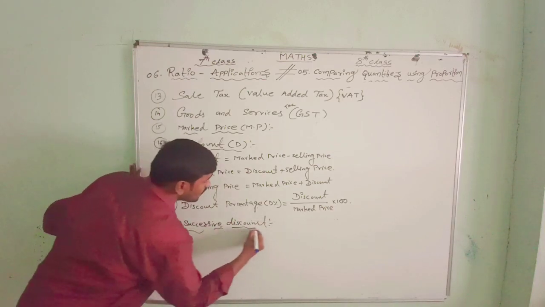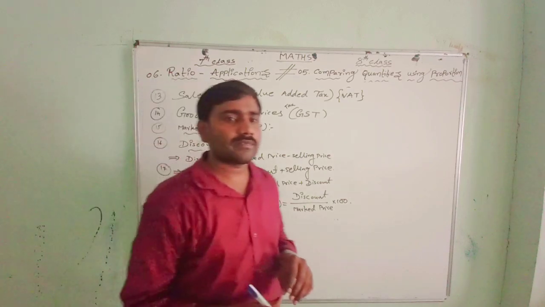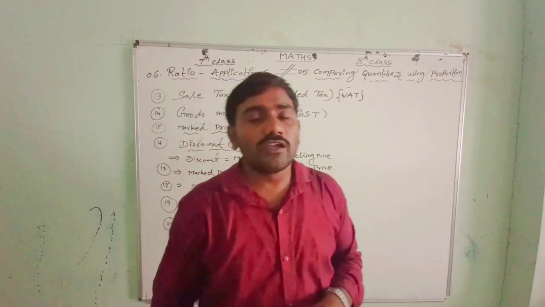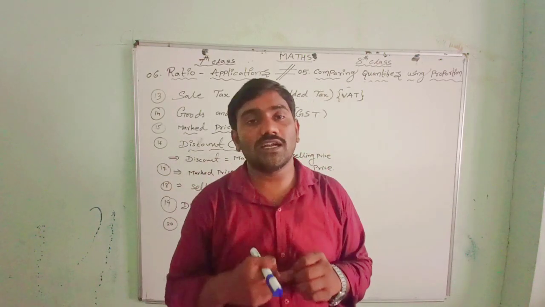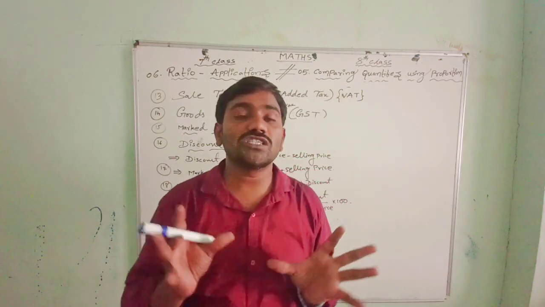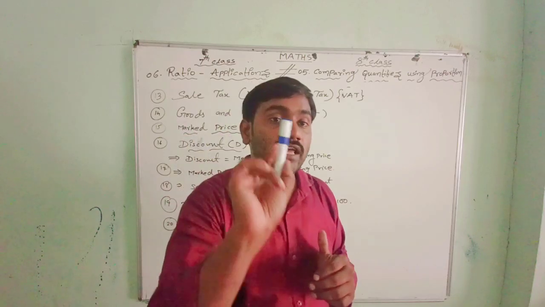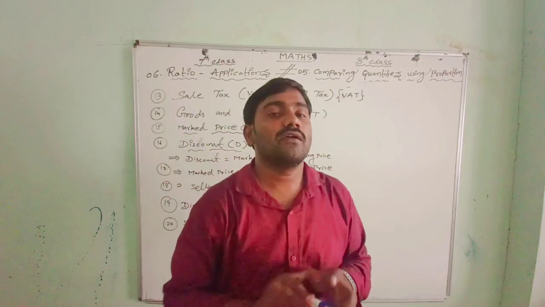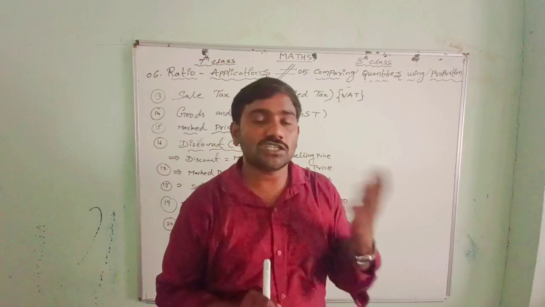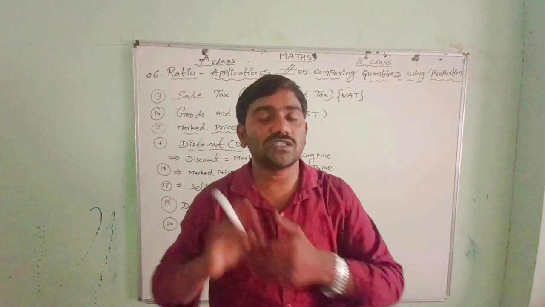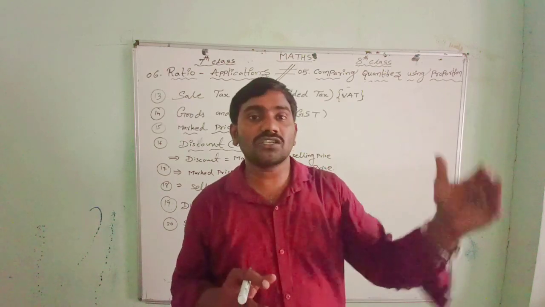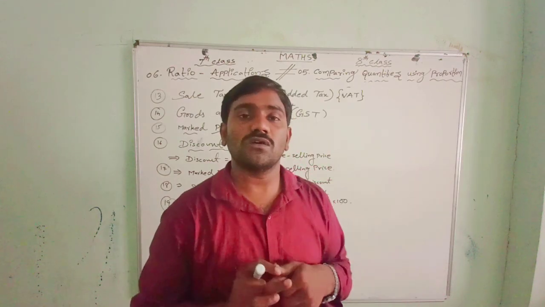Successive discounts. What is the meaning of successive discounts? If two or more than two discounts are allotted on the same article, on one article at a time, they are called successive discounts. Simply we can say discount on discount is called successive discounts.